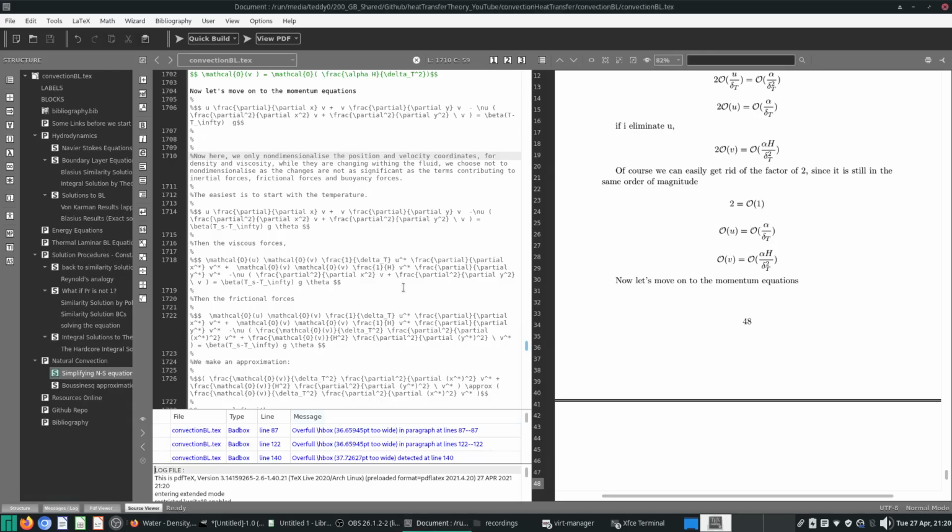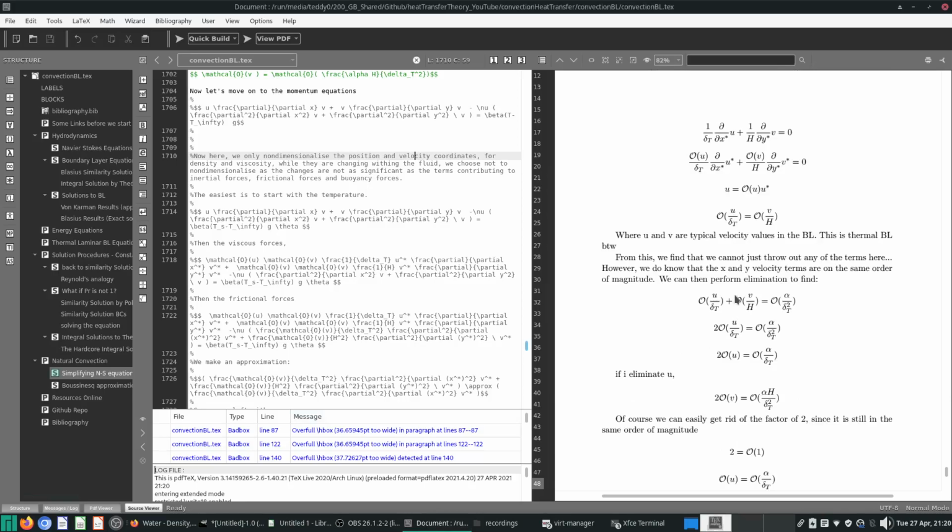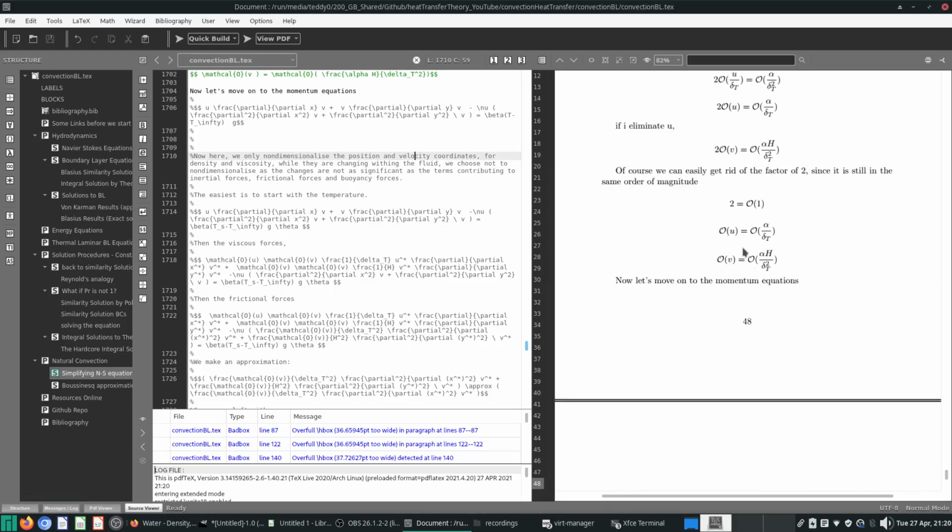Hi, welcome back. So we're going to continue where we left off. We want to do our boundary layer equations again, and we have knocked off some terms in the energy equation, and of course combined it with the mass balance equation, or the continuity equation, just to get the order of magnitudes for the u velocity and the v velocity, or these x and y velocity magnitudes.